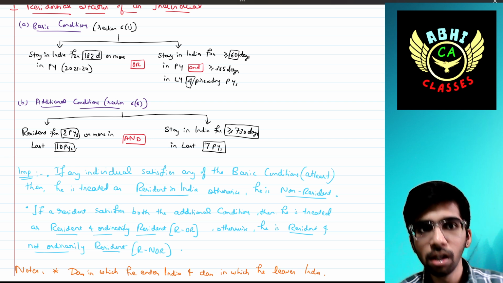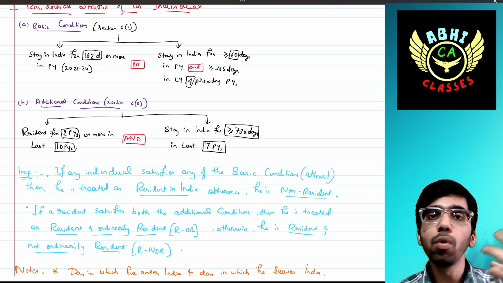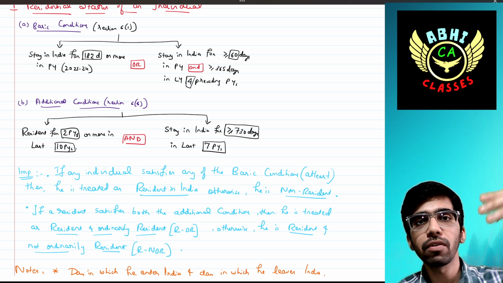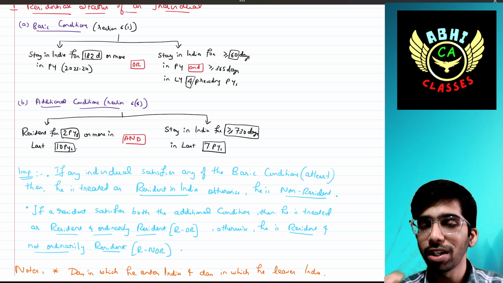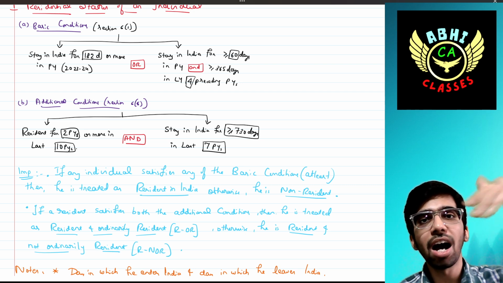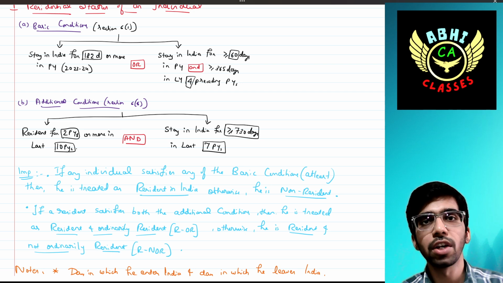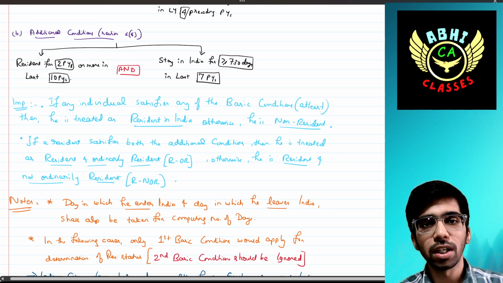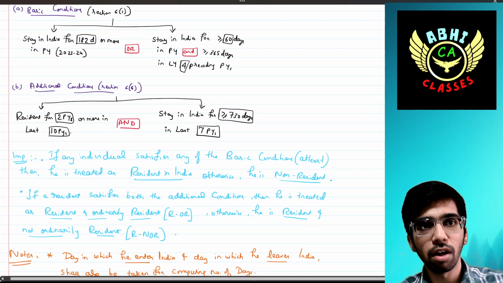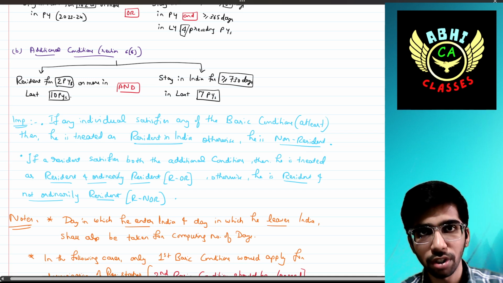That's it, the additional conditions. I will say once again: resident for 2 previous years out of the last 10 previous years, and you should stay for 730 days or more in the last 7 previous years. If he satisfies both of these conditions, he will be treated as resident and ordinarily resident. If any individual satisfies any of the basic conditions, either 182 or 60 days, any one of the conditions, then he will be treated as resident in India. Otherwise, he will be treated as non-resident.